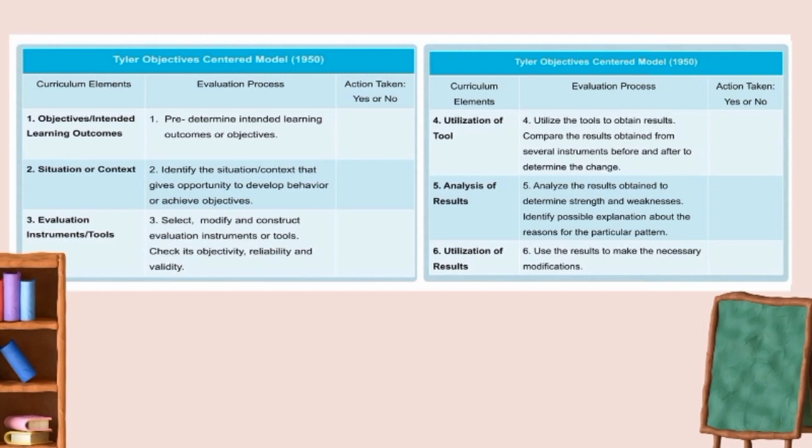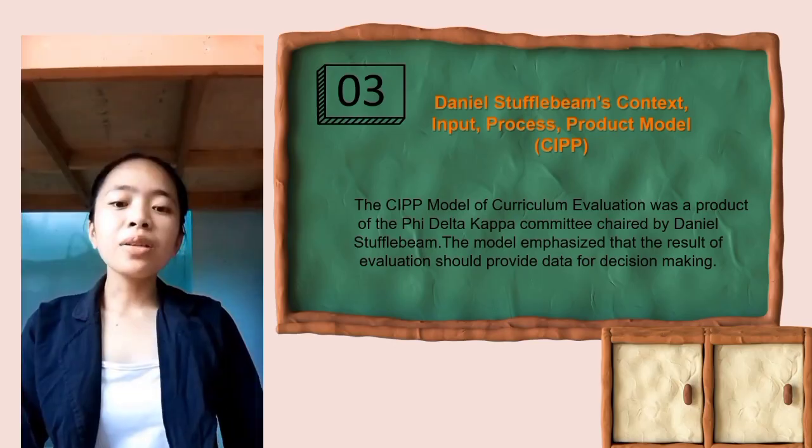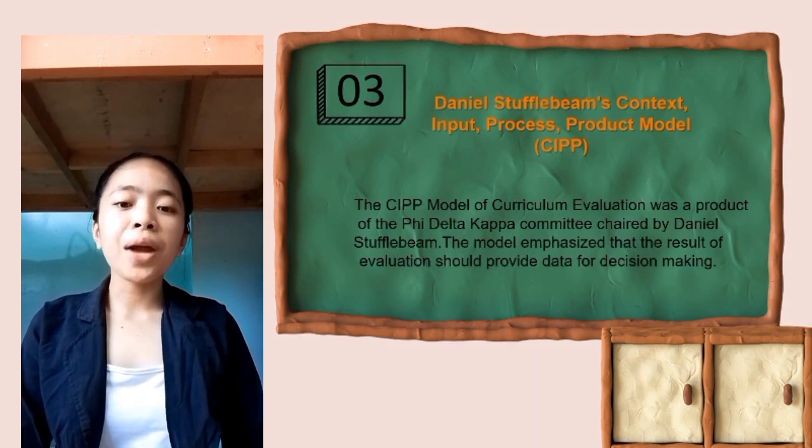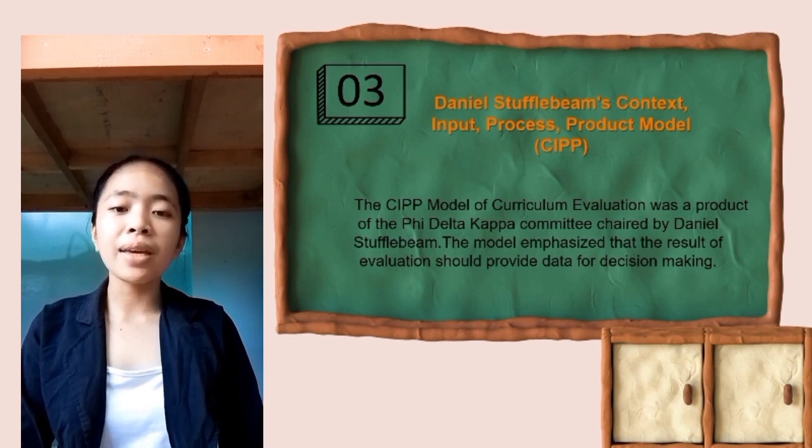Using all the steps to evaluate the curriculum and obtaining all yes answer would mean the curriculum has passed the standards. Tyler's model of evaluation, the curriculum is relatively easy to understand, which many teachers can follow. Next is Daniel Stufflebeam's Context, Input, Process, Product Model, or CIPP. The CIPP model of curriculum evaluation was a product of the Phi Delta Kappa Committee chaired by Daniel Stufflebeam. The model emphasized that the result of evaluation should provide data for decision making.